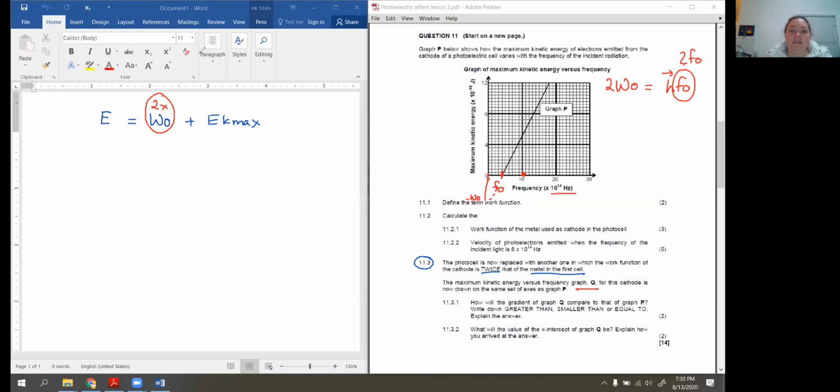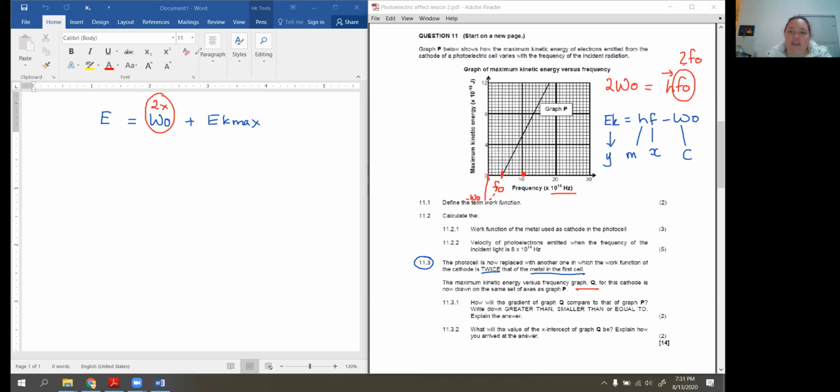The second thing that's going to happen, if you remember what we just proved over here, is we got EK equals hf minus W0. We said that this was your y, this was your x. That made Planck's constant your gradient and W0 your y-intercept.